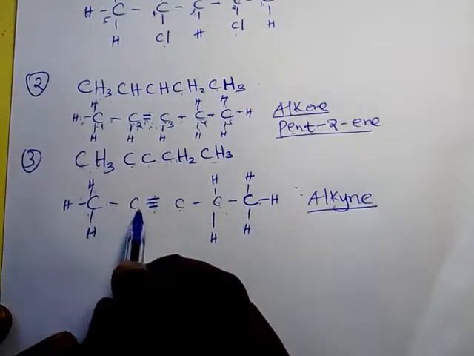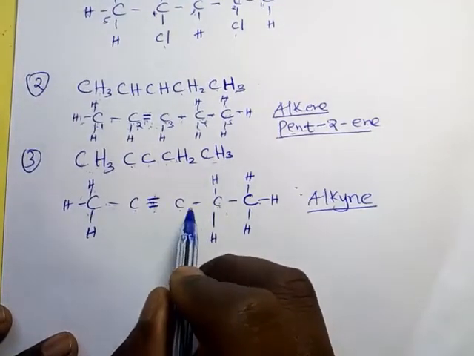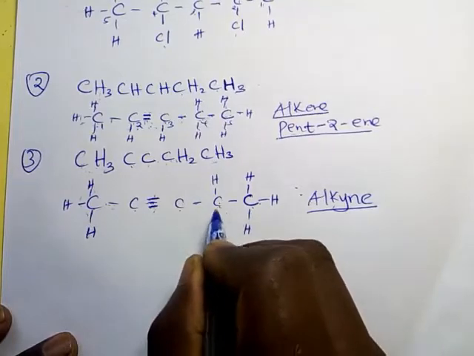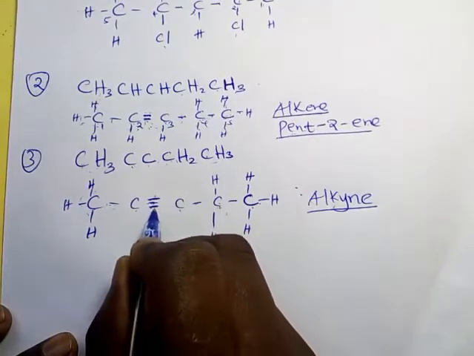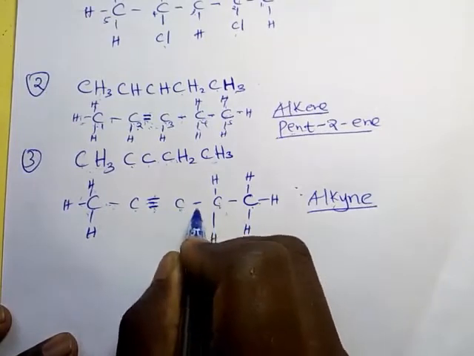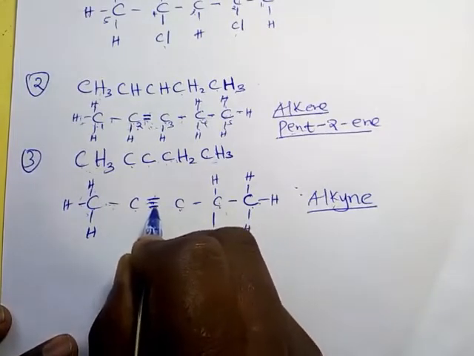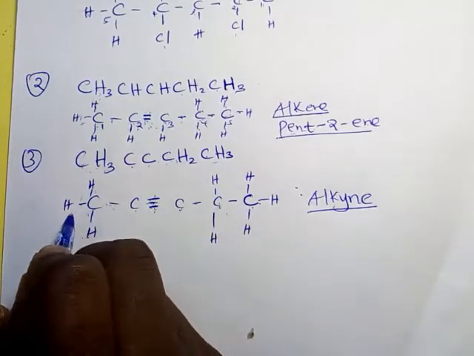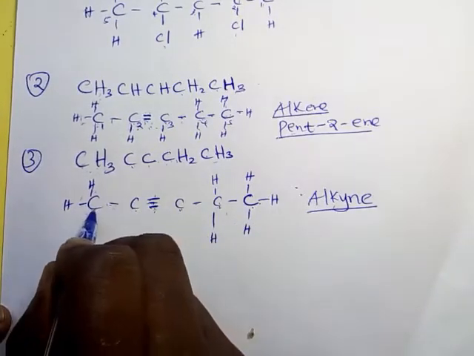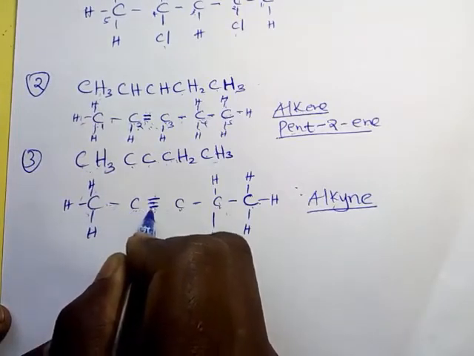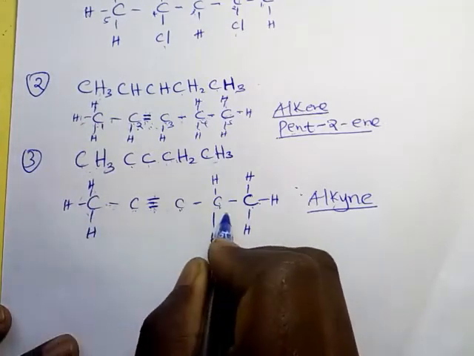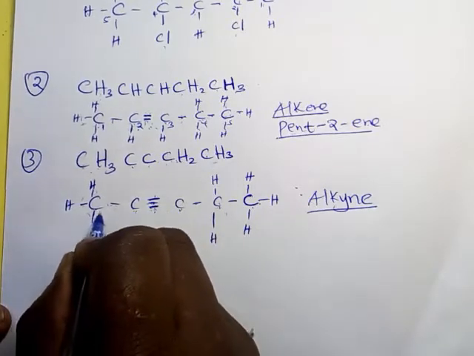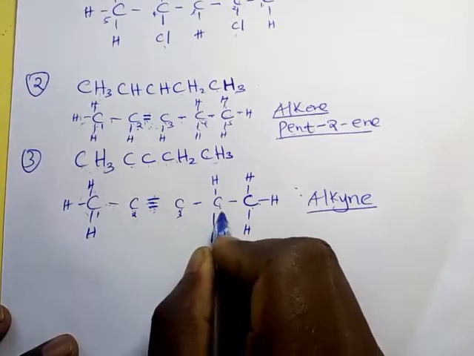We number the carbon atoms in such a way that we give the functional group the smallest number possible. So if we start from here 1, 2, 3, we find the triple bond at carbon number 3. But let us start this side. 1, 2. We will reach carbon number 2 and then the triple bond. Therefore, the correct numbering is on the right side. This one will give carbon number 3. This one will give carbon number 2. Therefore, 1, 2, 3, 4, 5.